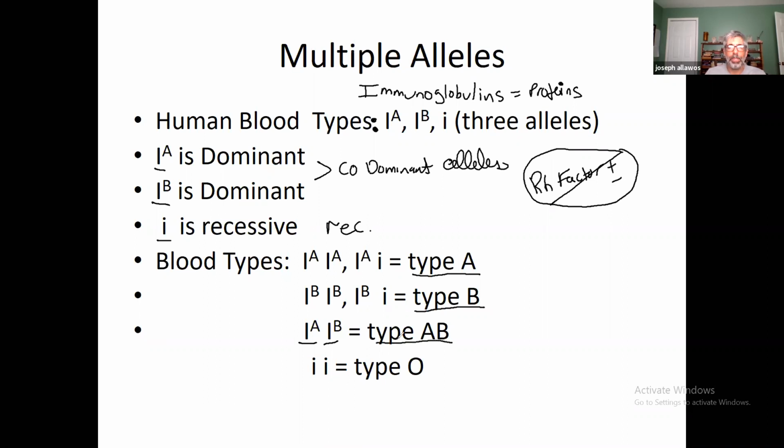We call it type AB. We give both of them equal weight there, okay? And then the last possibility is homozygous recessive, if you got two little i's, and we call that type O.